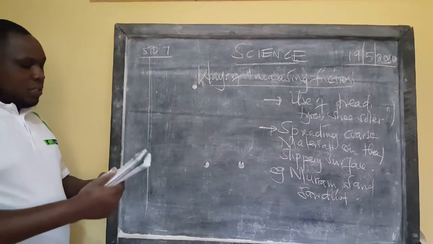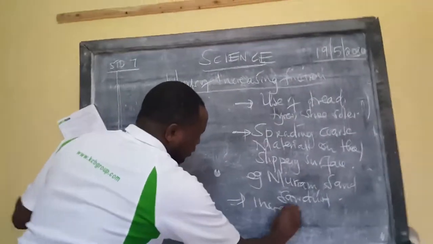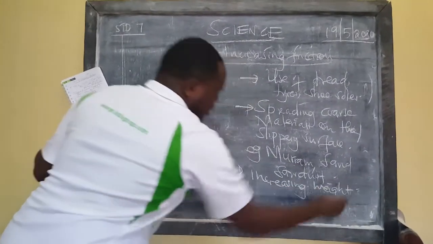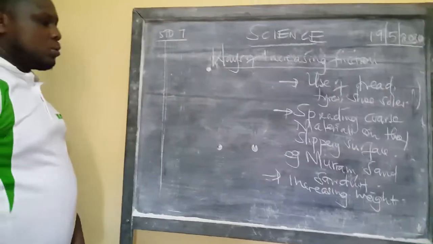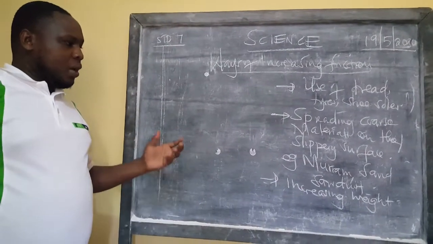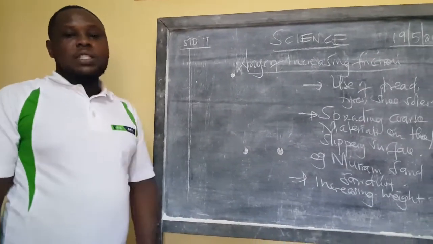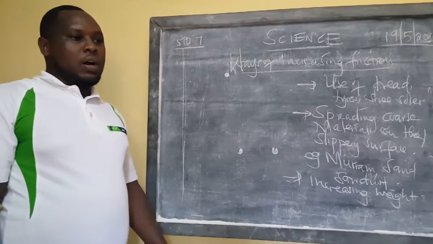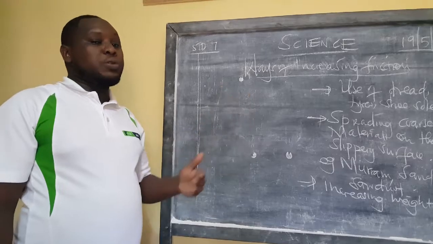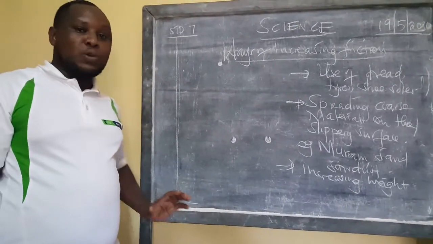So the other way, of course, is increasing weight. For example, I told you a practical that you can do back at home. When you have a carton and a few books, like 3 books, it's very easy for you to move it on a smooth floor. But when you increase the number of books to 50, it's very difficult for you to push.